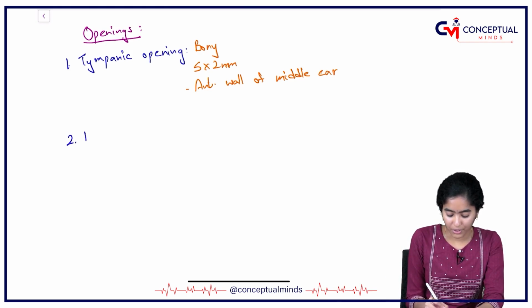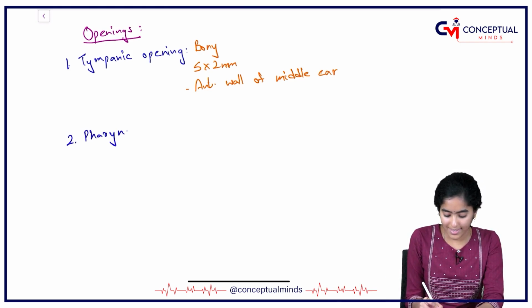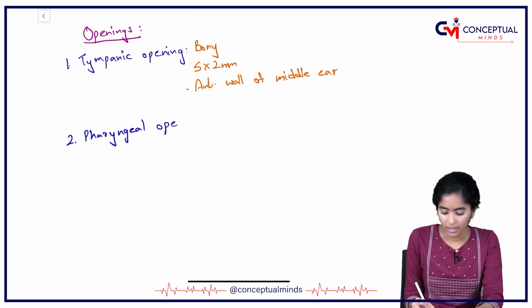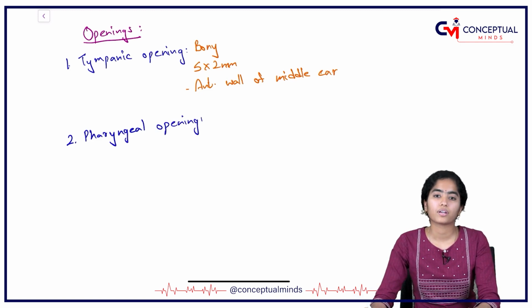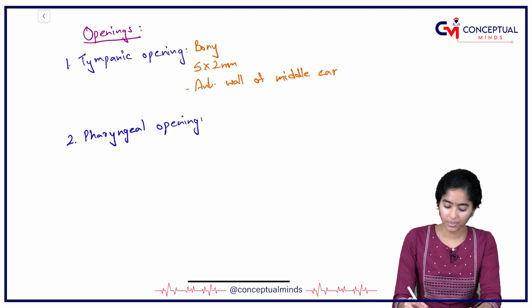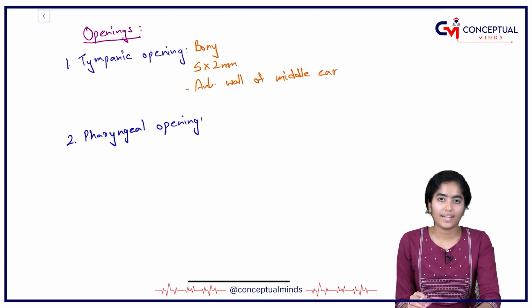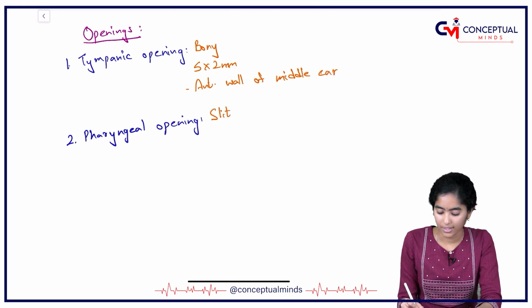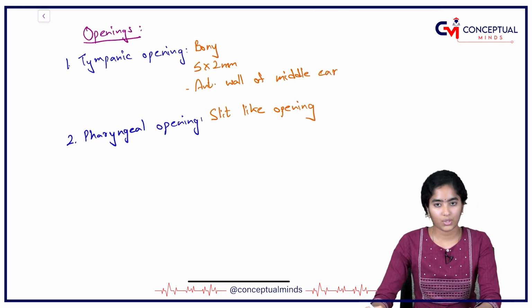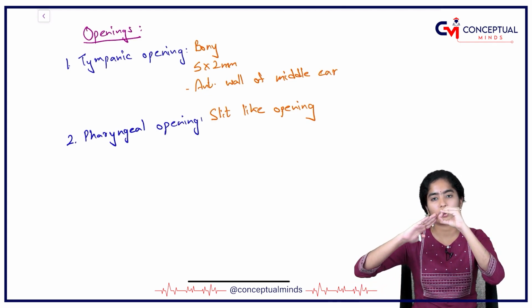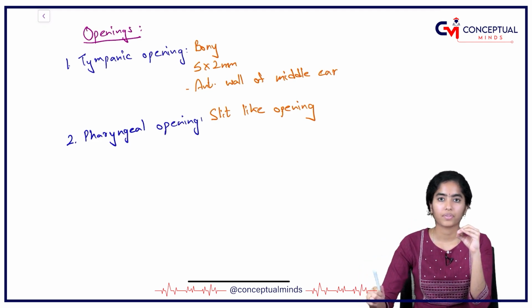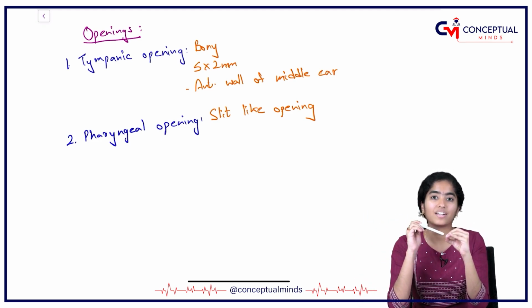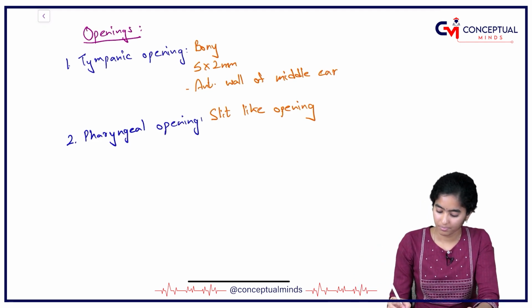Next, we have the pharyngeal opening. This is the opening that is present in the nasopharynx. And this is slightly more important. Now this pharyngeal end is not a circle. It's not a complete opening. It is just a slit-like opening. It is situated in the lateral wall of nasopharynx. If the nasopharynx is like this, it is towards one corner of the nasopharynx. It is coming from the middle ear and it is on the lateral wall of nasopharynx.